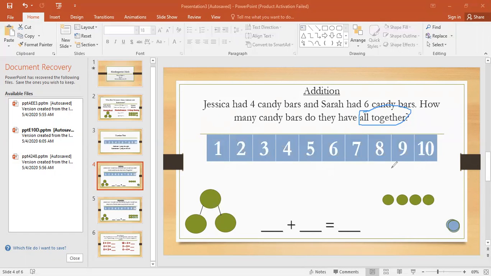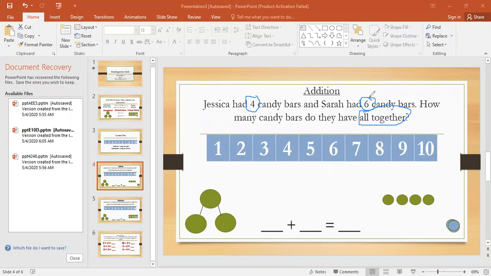So I'm going to start up here in my number path. Okay, so for addition, where do I start first, guys? Let's read the problem one more time. Jessica had 4 candy bars. Sarah had 6 candy bars. How many candy bars do they have all together? So the first thing that I want to do is simply circle the 2 numbers I have, so I can see what 2 numbers I am working with. I know that I need to add up 4 and 6 because those are the number of candy bars each girl had. We want to know how many they had all together.